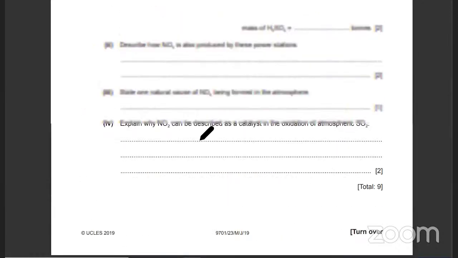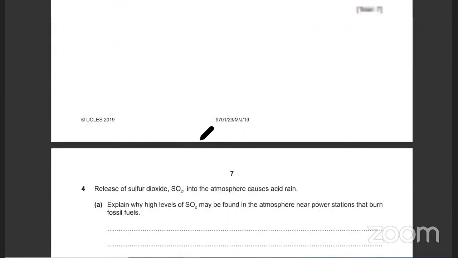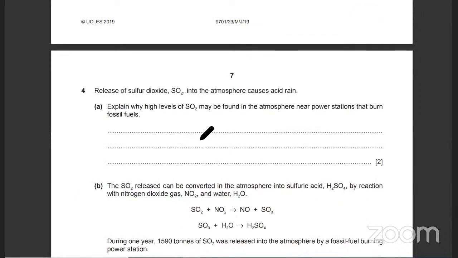Let's move to the previous question. So let's talk about question number 6 now. So this will explain why high levels of SO2 may be found in the atmosphere near power stations. What could be the reason for that? Where do you get SO2 in the atmosphere? And what's the link between power stations and SO2?